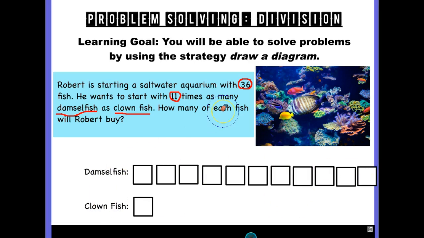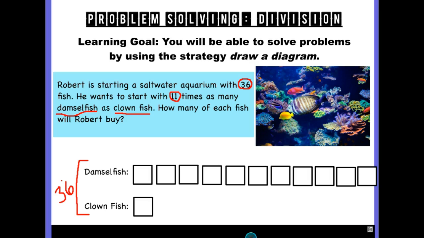All right, so I am also going to write down what the total amount of fish he wants is. So altogether, he wants 36 fish. Okay, so altogether he's going to have 36 fish. He wants 11 times more damselfish than clownfish. So how am I going to find the answer to this problem? I'm going to need to, first of all, look at my total, 36, and I'm going to divide my total by how many boxes there are altogether.